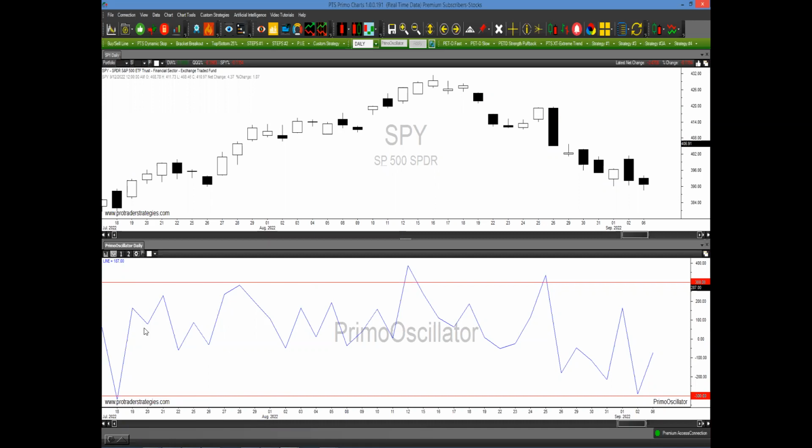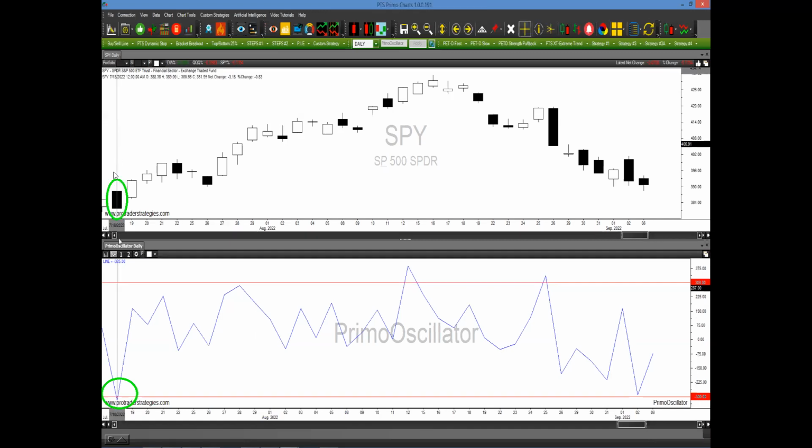Now, let's follow the oscillator right here. And here it closed right below the lower threshold. So what is that telling us? That's telling us that most likely there's going to be a directional change in price. And that coincided with right here, okay?